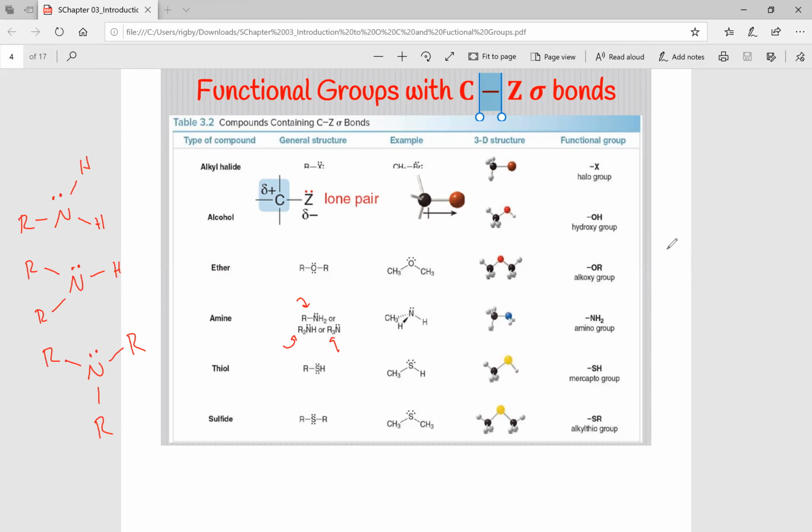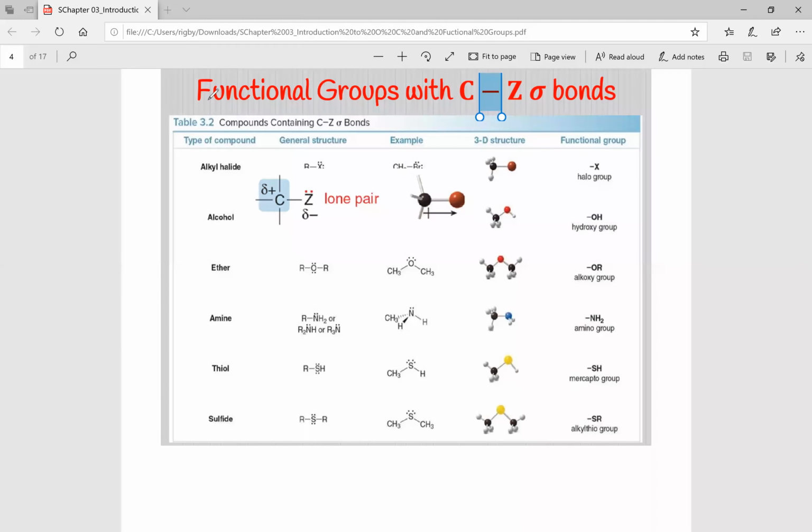So if we see something like a long chain attached to an N, which is attached to another chain, attached to an H, this is an amine. This example here is also an amine, and so on. So an amine is just any R group with a nitrogen attached to it, and that nitrogen can be attached to any number of other hydrogens or other R groups, okay?